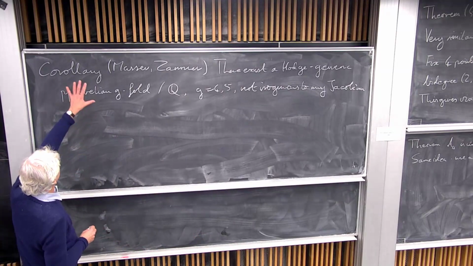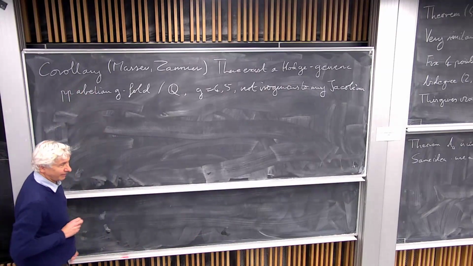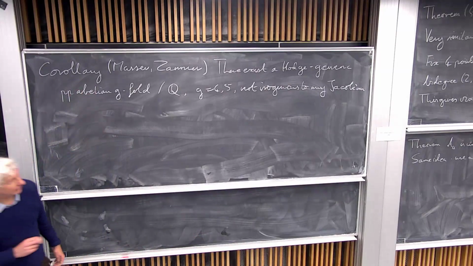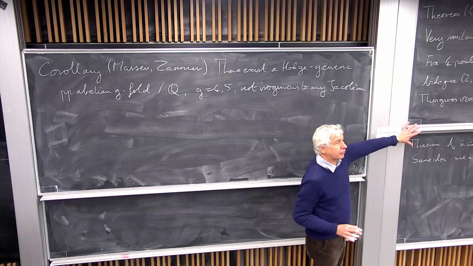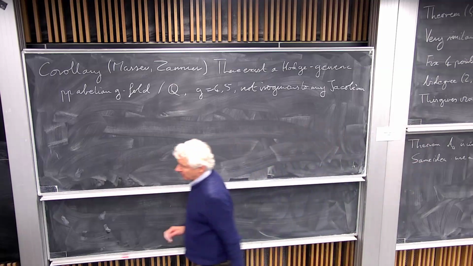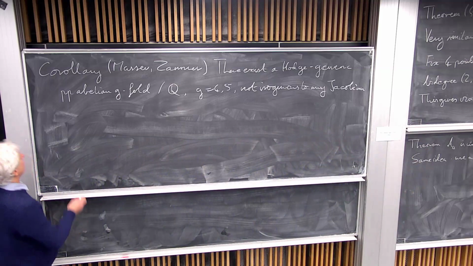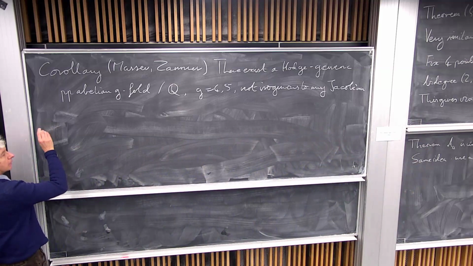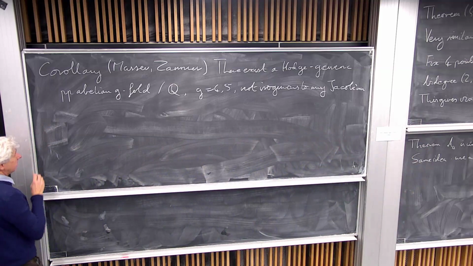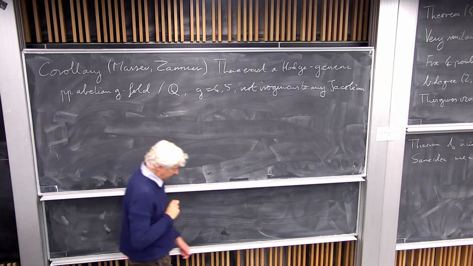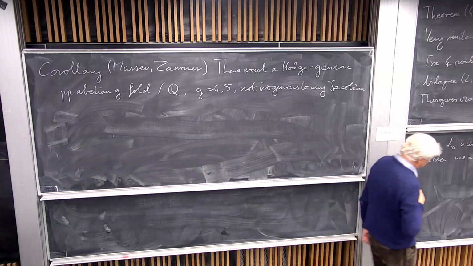Okay, so this is a nice consequence of these fairly straightforward verifications that we do. What about, I'm all right for time, what about g equals 3?